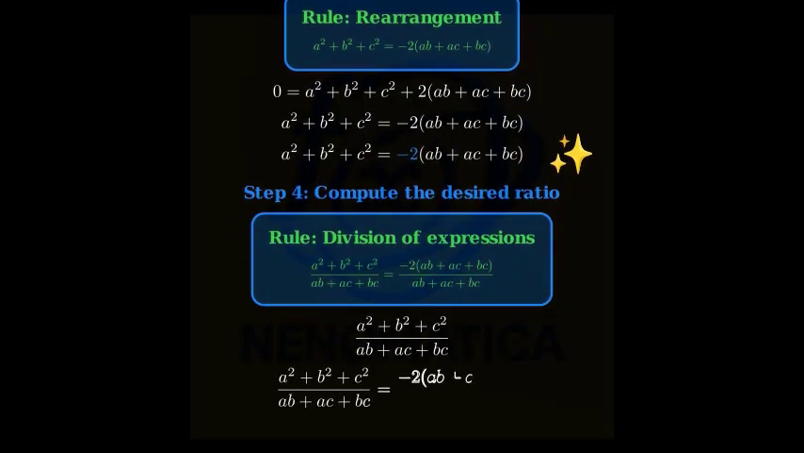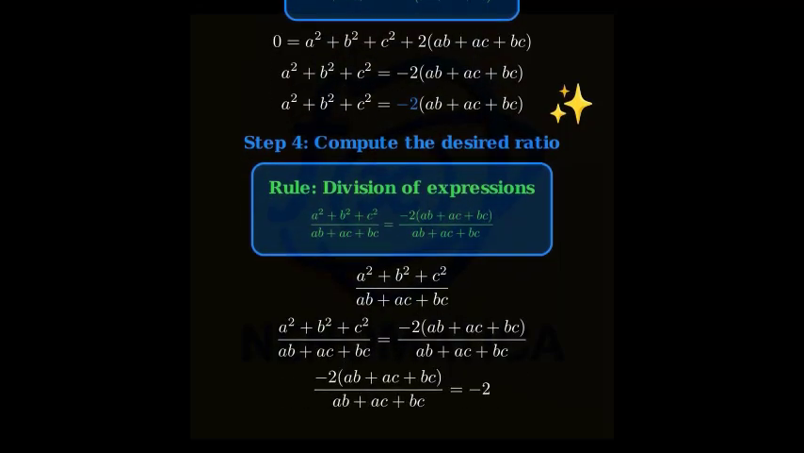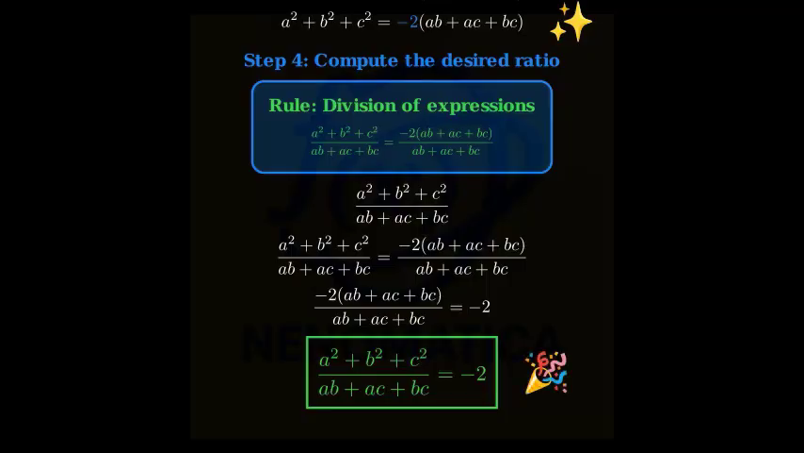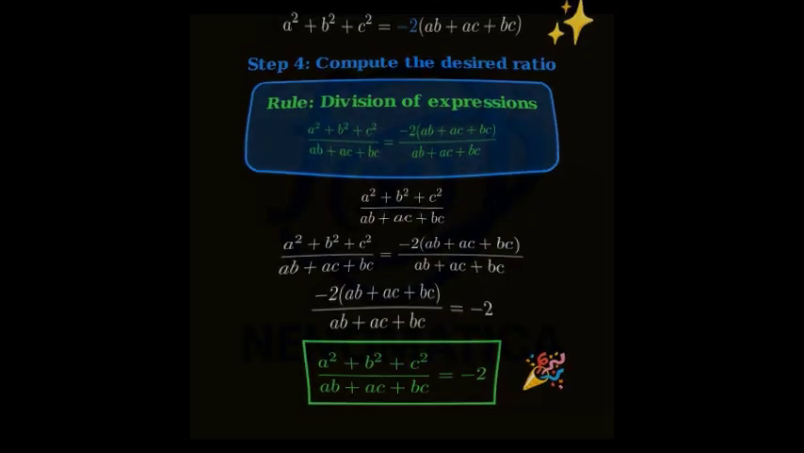We can substitute what we found for a squared plus b squared plus c squared. The ratio becomes negative 2 times (a times b plus a times c plus b times c) divided by (a times b plus a times c plus b times c). Simplifying, we get negative 2. Therefore, the value of our expression is negative 2. Let's summarize what we've learned in this problem.